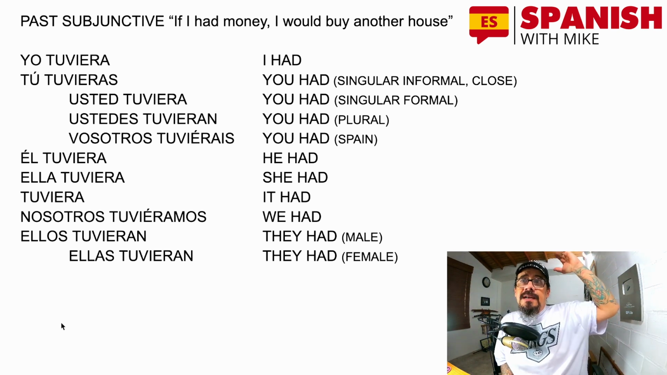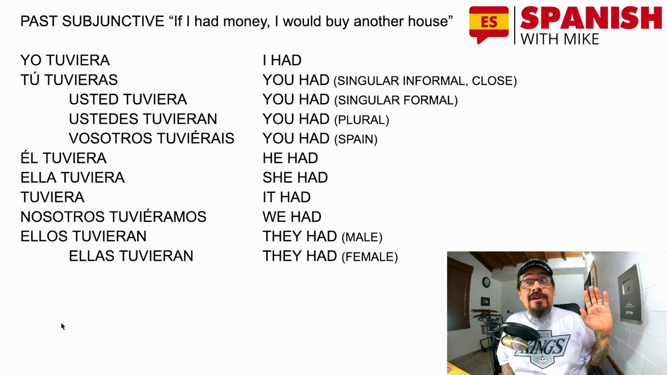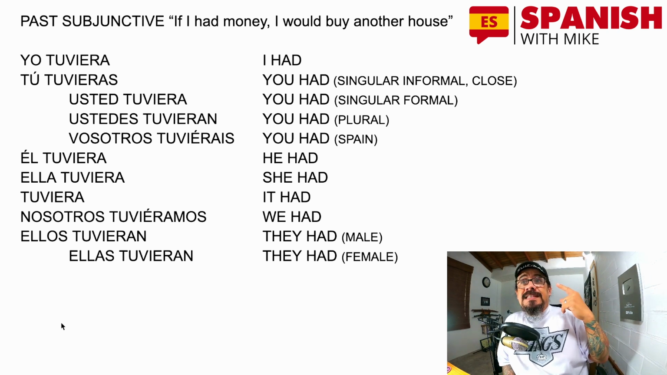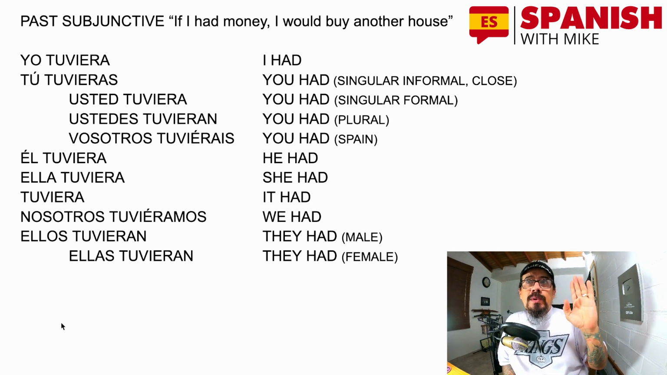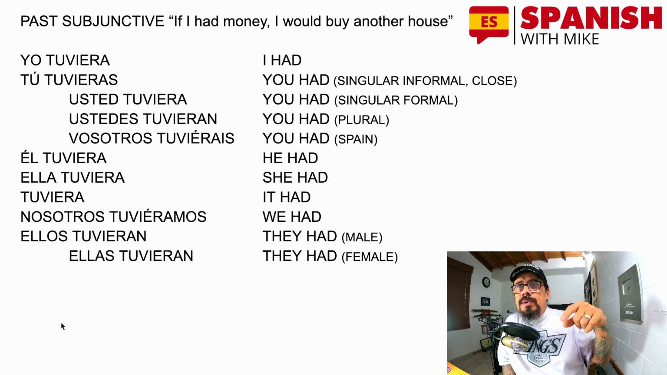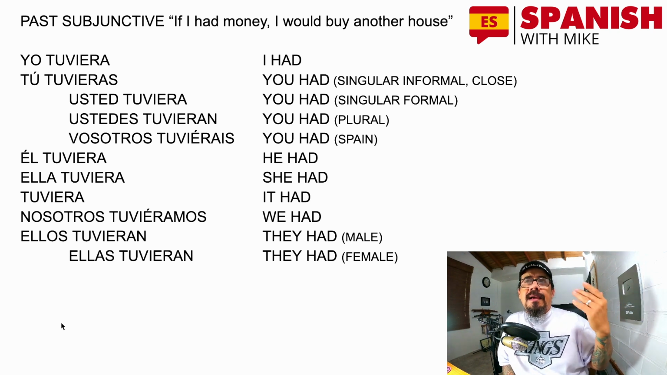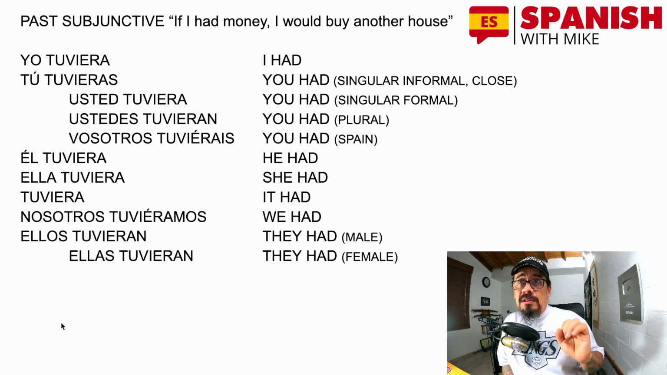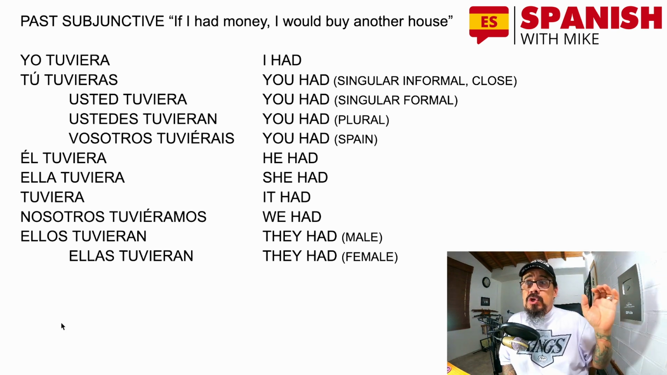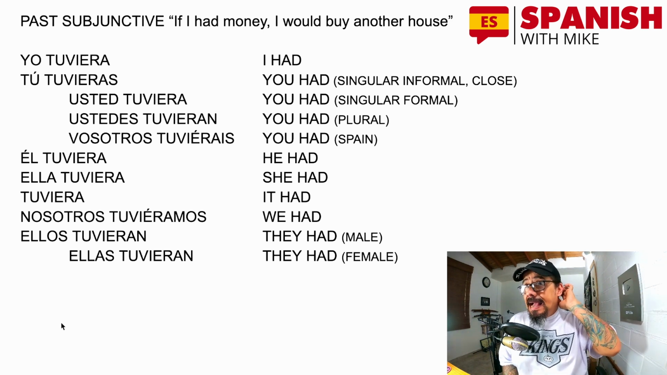If I had money, I would buy another house. Si yo tuviera, I had. Tú tuvieras, you had, singular informal close. Usted tuviera, you had, singular formal. Ustedes tuvieran, you had, plural. Vosotros tuvierais, you had. If we were in Spain, él tuviera, he had.